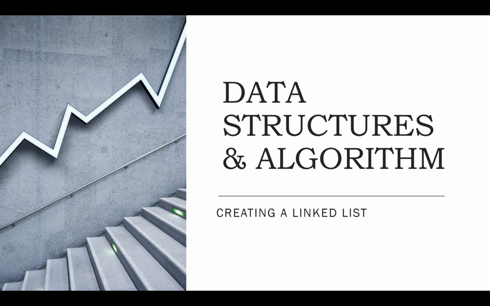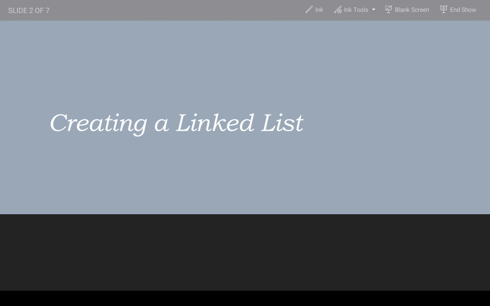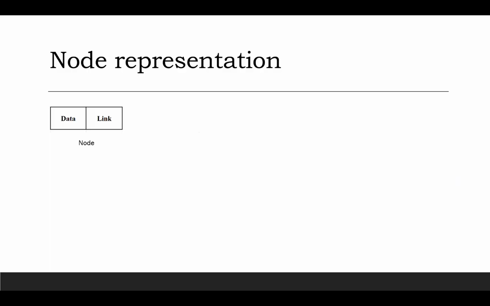We can say it is like a train or a sequence of nodes, in which each node contains one or more data fields and a pointer to the next node. First we will see what a node is. A node, as I already said, is a data element, and this node is divided into two parts. The first part contains the data and the second part contains the link. The link contains the address of the next node.